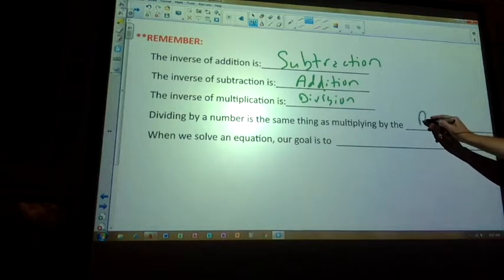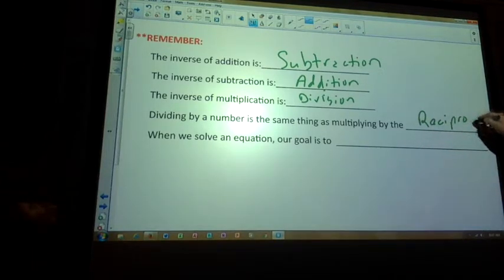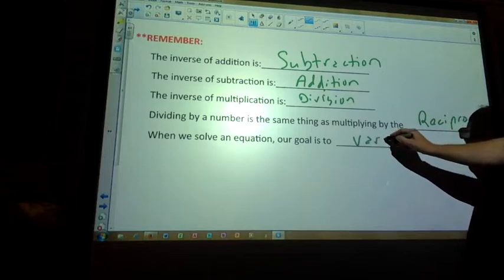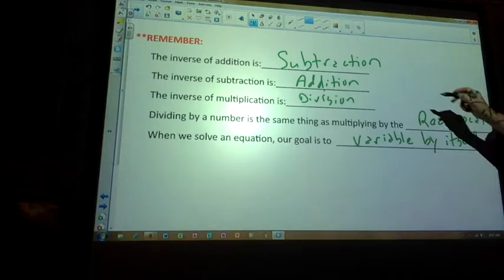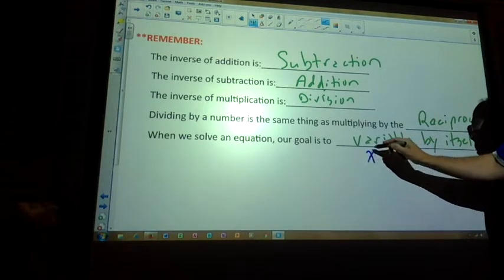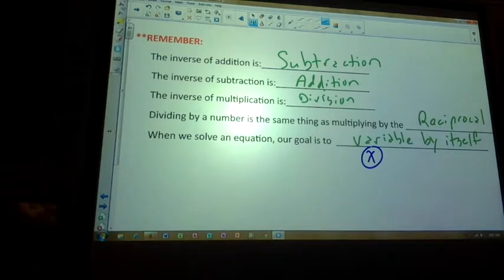Oh, yeah, reciprocal. I think I spelled it correctly. If I didn't, good thing we're not in grammar. When we solve an equation, our goal is to get x alone. What is x called sometimes? Variable. So to get the variable by itself. And then we also know that a lot of times that variable is x. It could be other letters as well, and as we said before, it could be Greek letters, it could be emojis, it could be a tree. You're identifying something that could be changing.